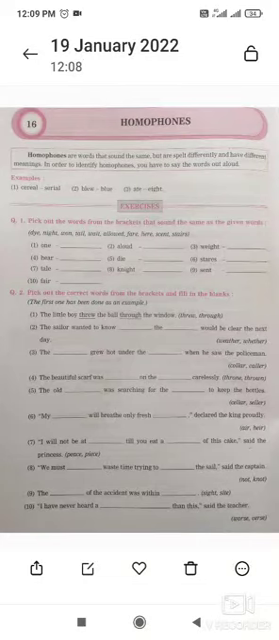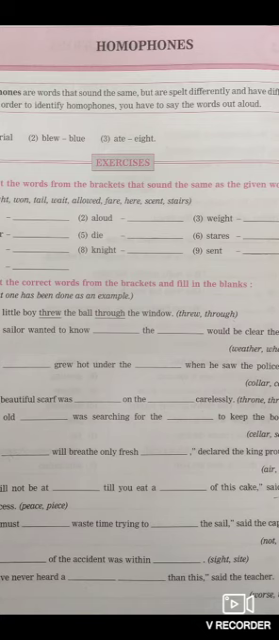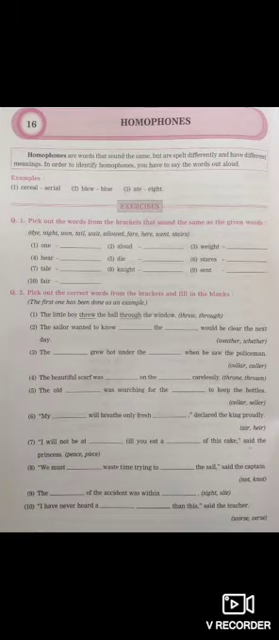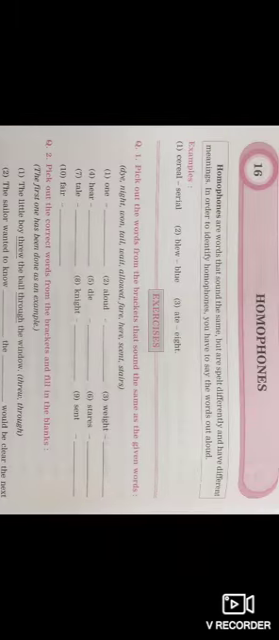Welcome students. Today we are going to discuss homophones. Homo means same. Okay, so let us continue with this grammar lesson, homophones.